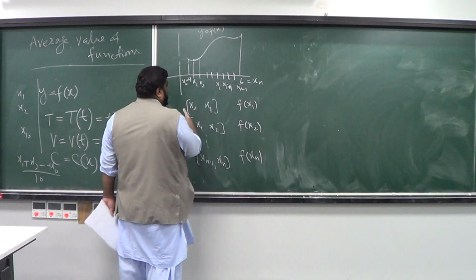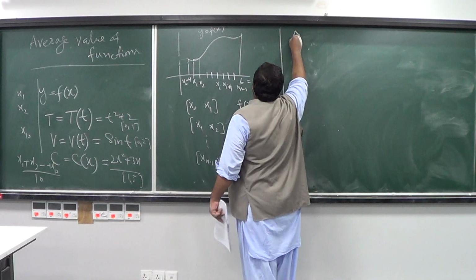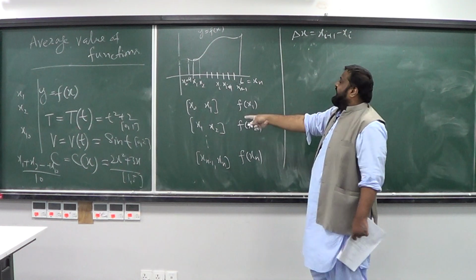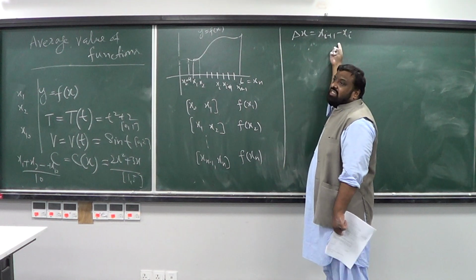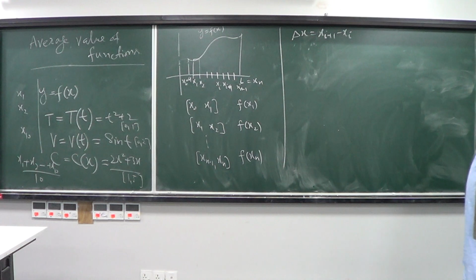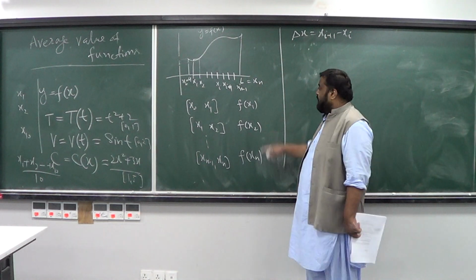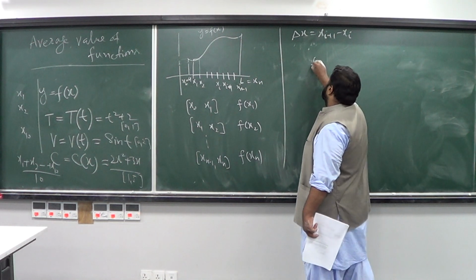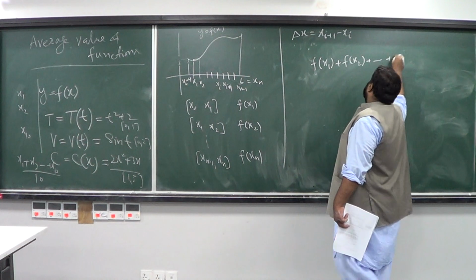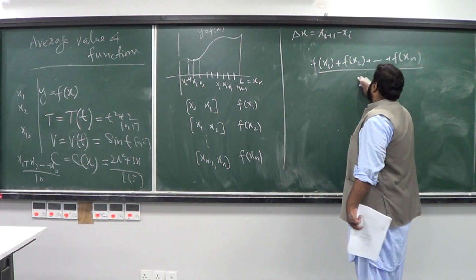Let's assume that all of these intervals have the same length, the same width. So delta x is xi plus 1 minus xi, so it is x1 minus x0, x2 minus x1, x3 minus x2. All of these intervals have the same value. Now I want to compute the average of these values. What would be the average of these n values? It is going to be f of x1 plus f of x2 plus so on and so forth, f of xn, divided by n.